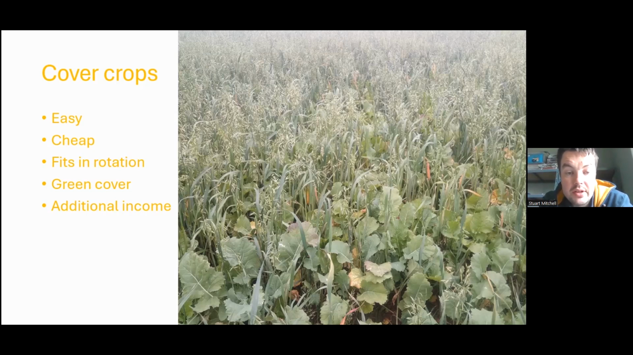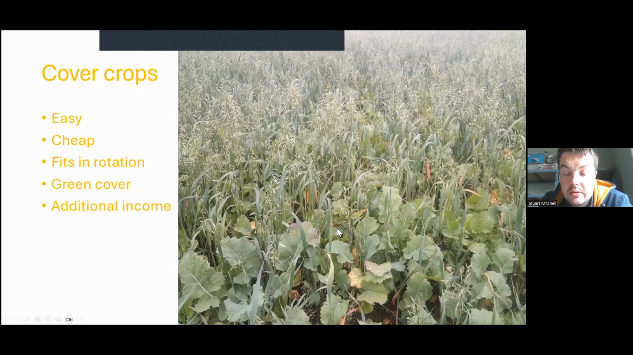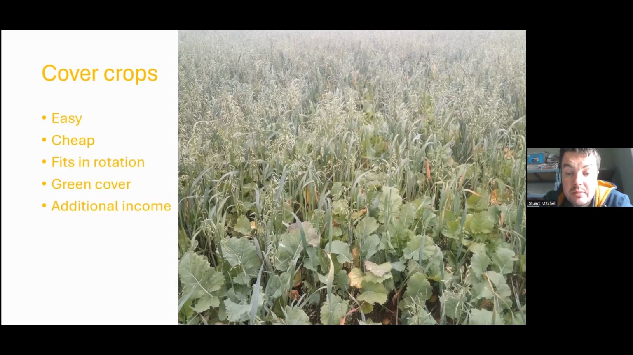They can fit in your rotation pretty easily. Obviously, depending on your climate, if we can get our cereal harvested by the 20th August, we can get cover crops back in around about the same time, and we know that we'll have a decent crop getting through the winter. But if we leave it even much more than a week after that, the amount of biomass that will be there will be quite reduced.